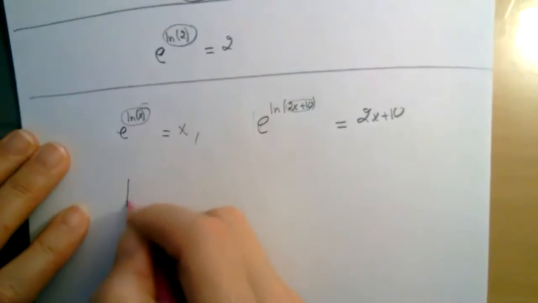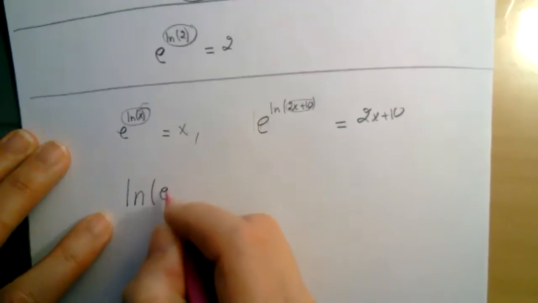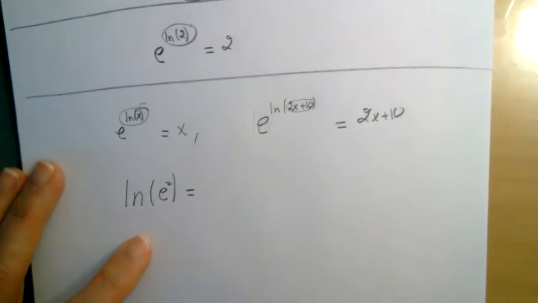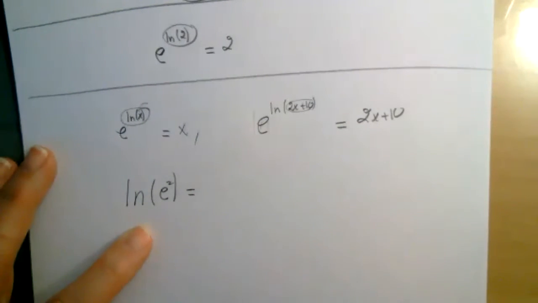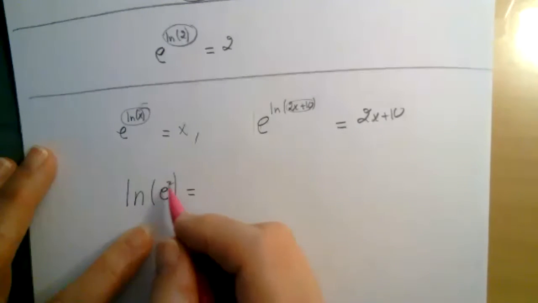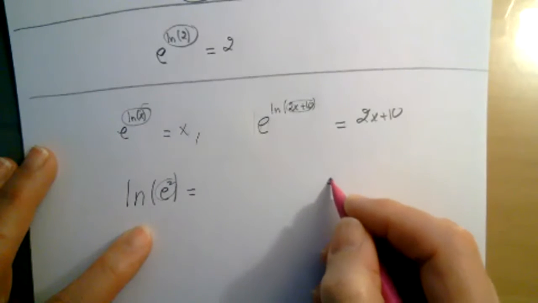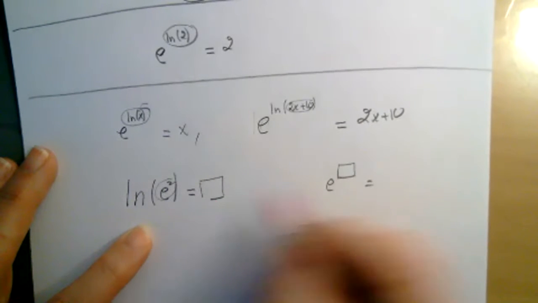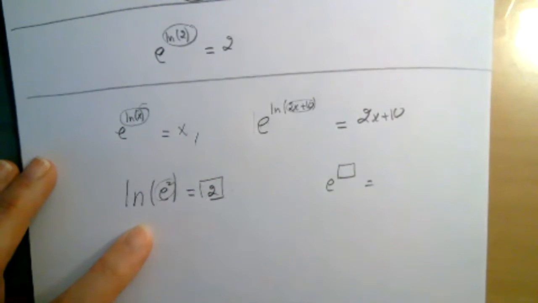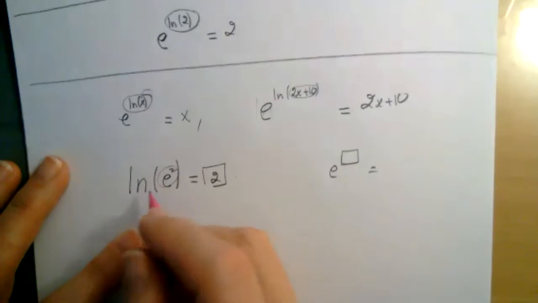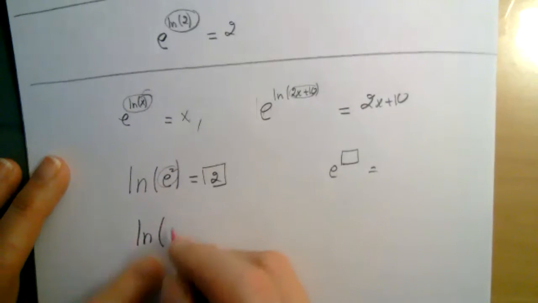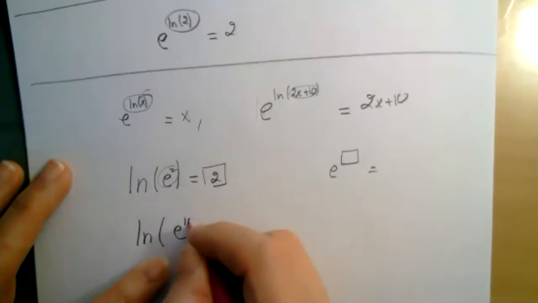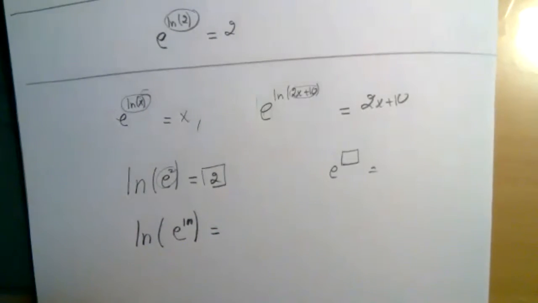Now, what is ln of some simple one? What's ln of e squared? It means e to which power? 2. So ln of e squared equals 2. What is ln of e to the power anything you want? 100. 100.